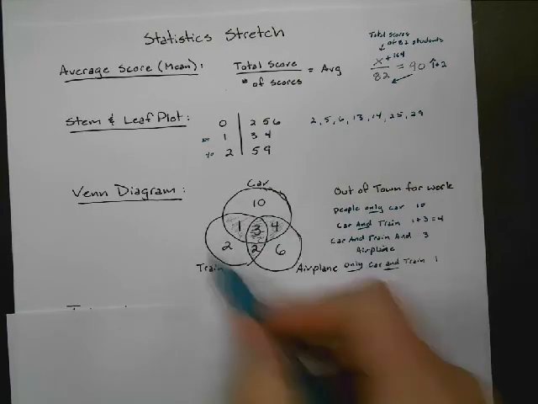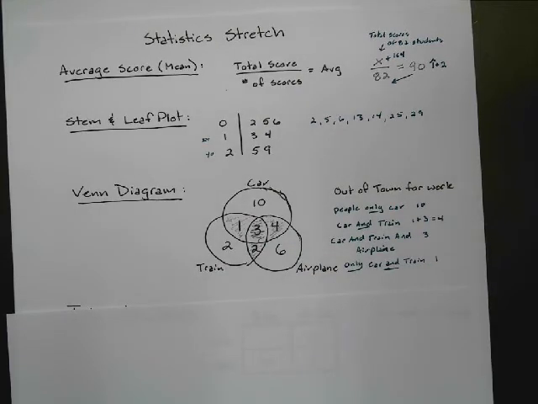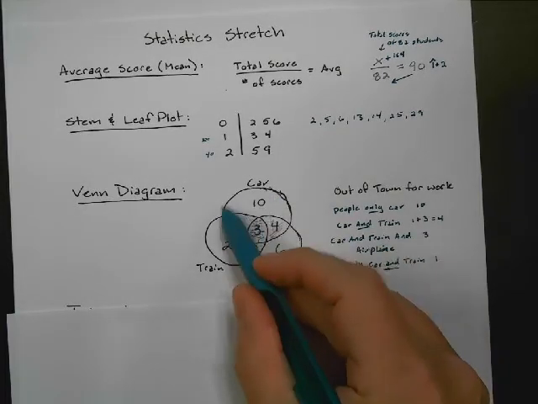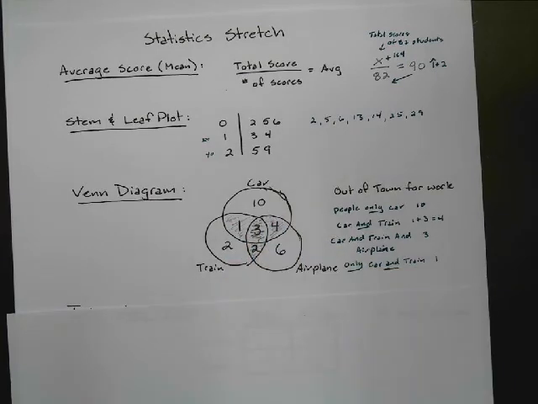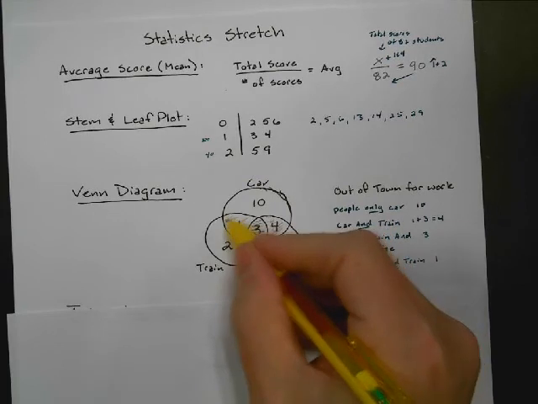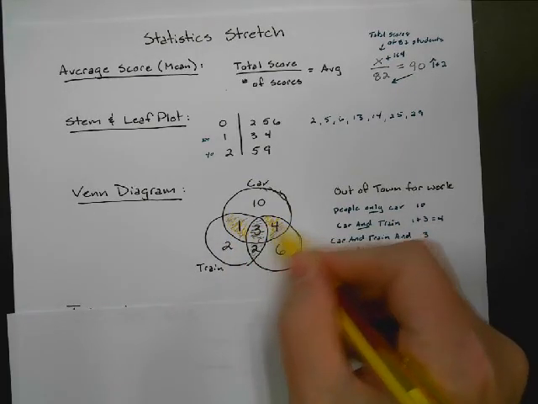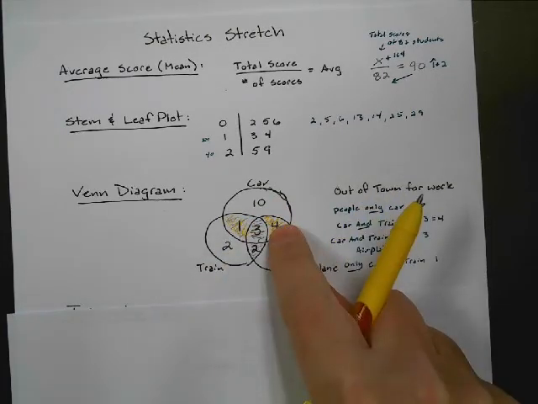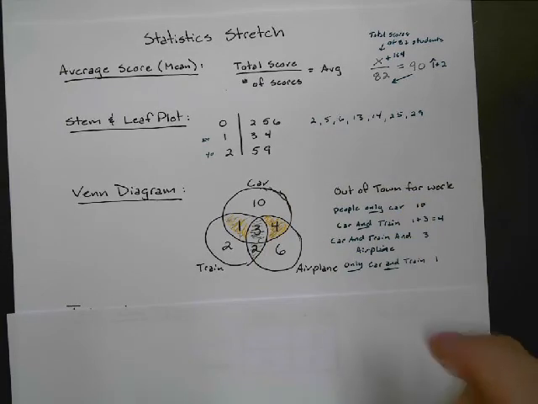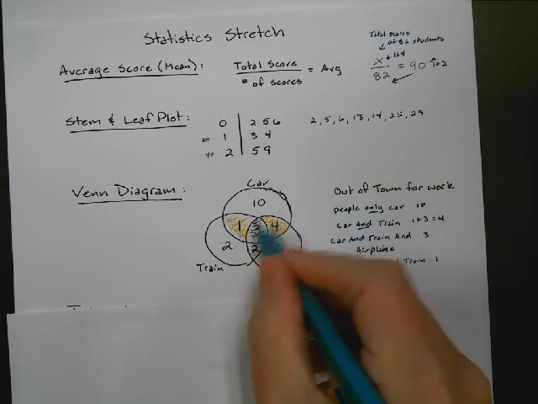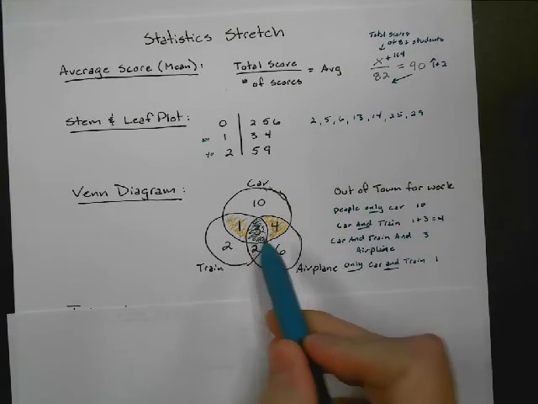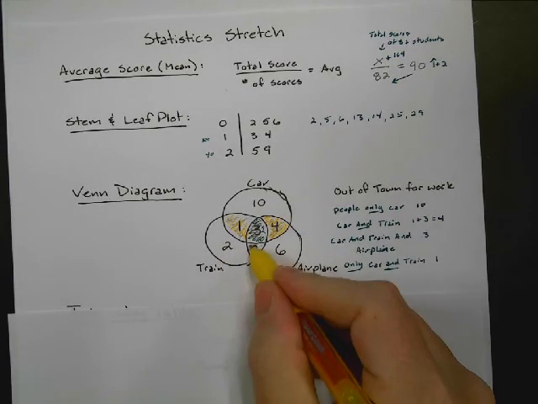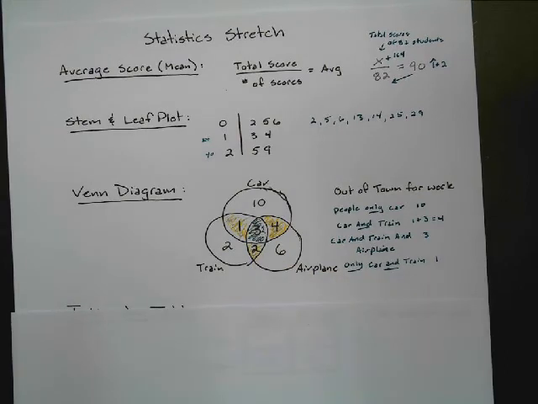So setting up this Venn diagram really helps me solve these problems. Remember that anything in this circle represents people that took a car. This one is the people that only took a car. Whereas these two sets of people, they took a car and a train, and these are the people that took a car and they took an airplane. Whereas this one in the middle here, these are the people who took a car, a train, and an airplane all at the same time. So setting these problems up and reading them very closely is the trick.